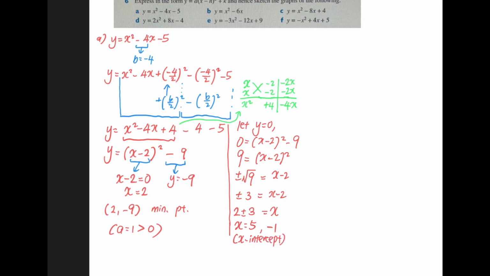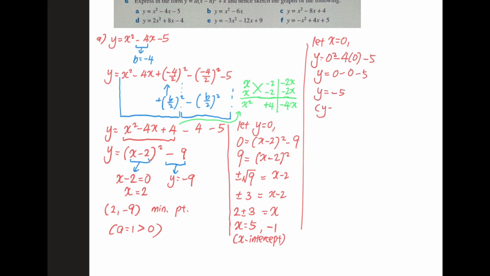Okay, now we have to find the y-intercept. So I let x equal to 0. Put 0 here: y equals 0 squared minus 4 times 0 minus 5. So y equals 0 minus 0 minus 5, so we end up with minus 5. So this is the y-intercept. So we have the x-intercepts, we have the y-intercept, we have the minimum point.